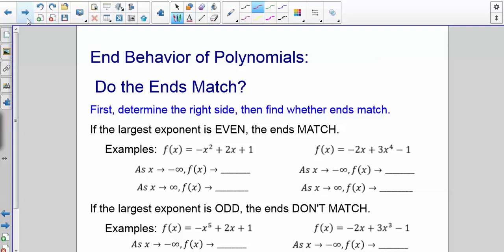The next thing you want to know is, do the ends match? This will tell you what's happening on the left side of your function. So first you determine the right side, and then you find whether the ends match. If your largest exponent is even, then the ends match. So this one is even, and that means the ends are going to match.